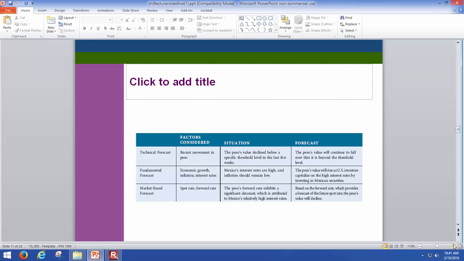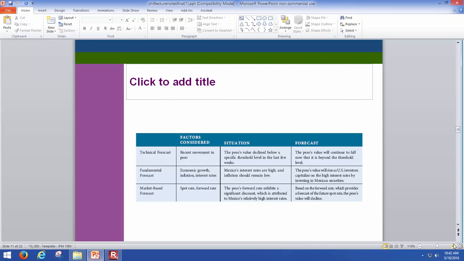The second one is the fundamental forecast, and we are talking about economic variables such as economic growth, inflation, and interest rates. Mexico's interest rates are high and inflation should remain low. So we are talking about a high real rate of interest, and if that is true, the peso's value will rise as US investors capitalize on the high interest rates by investing in Mexican securities. Because the real rate is higher in Mexico, people might move their money and invest in Mexico.